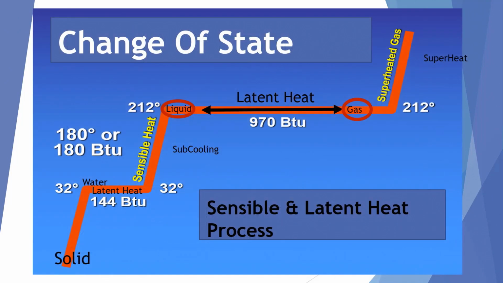I'm sure all of you have seen this change of state process where we go from 32 degree ice to 32 degree water, which is latent heat, and it takes 144 BTUs to make that change of state. Then we add sensible heat to heat the 32 degree water to 212 degrees. It is still liquid. And then it takes 970 BTUs to make a change of state from the liquid at 212 to gas at 212 degrees.